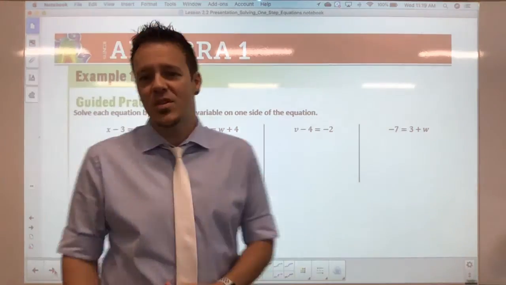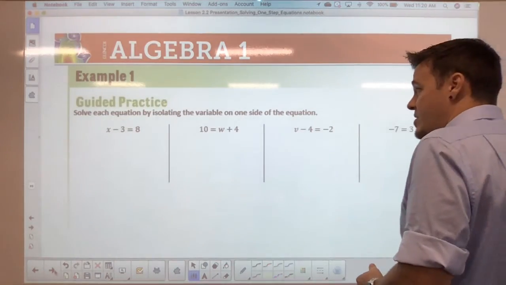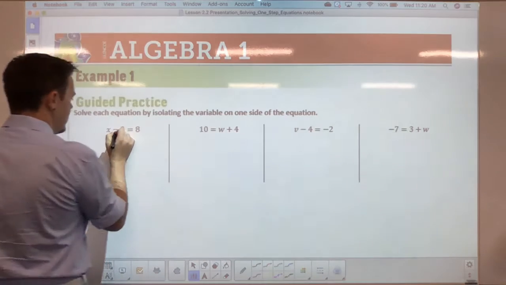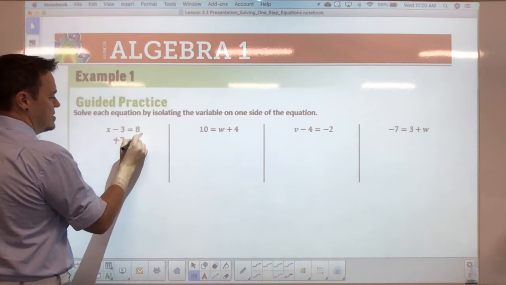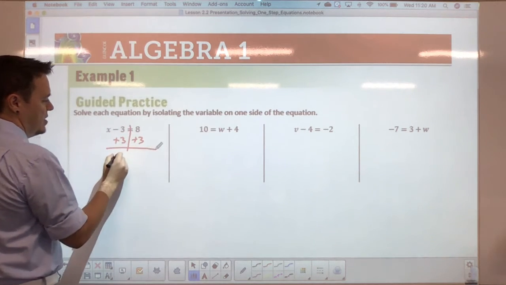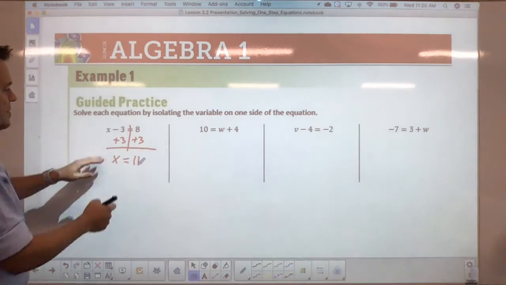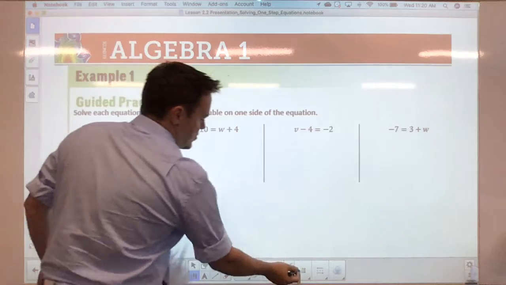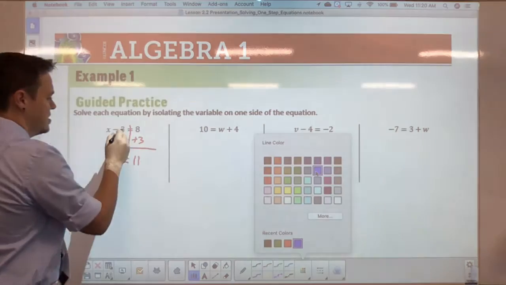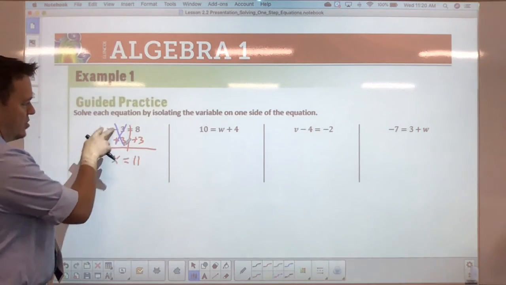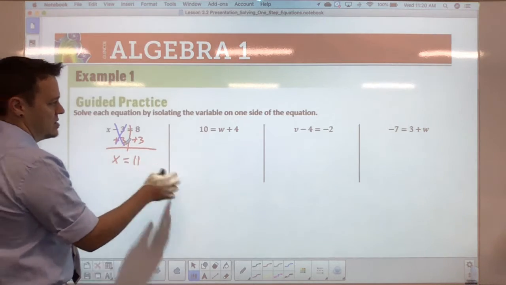All right, so hopefully you guys have finished these up. Simple enough. Add 3 to both sides. Then you would have x equals 11. Now, you notice I'm skipping a step, because right away, instead of me just writing this over and over with the plus 0, you're eliminating it, right? So the only thing you have left is an x equals 11.